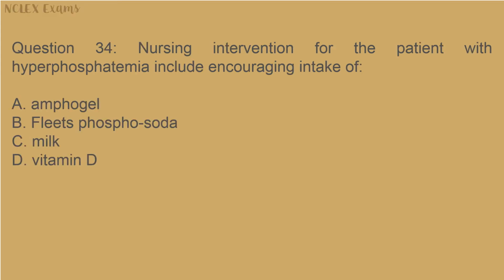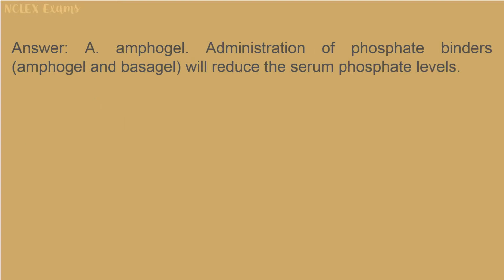Question 34. Nursing interventions for the patient with hyperphosphatemia include encouraging intake of A. Amphojel, B. Fleet's Phospho-soda, C. Milk, D. Vitamin D. Answer: A. Amphojel. Administration of phosphate binders, Amphojel and Basaljel, will reduce the serum phosphate levels.